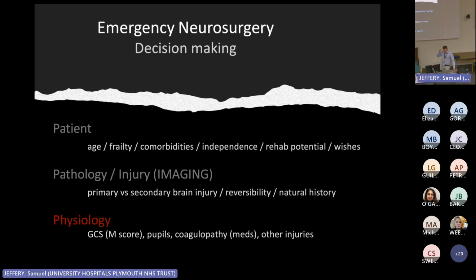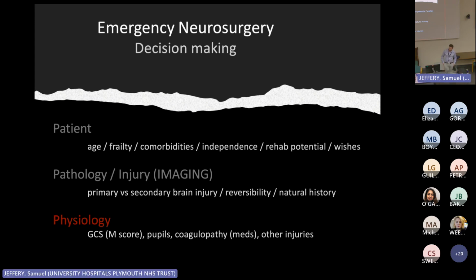Pupils, really important to know what the pupil's doing, particularly pre-intubation, because once you've got drugs on board, that may cloud the assessment. If you have a unilateral fixed and dilated pupil, it's potentially still salvageable. Bilateral fixed and dilated pupils, much less likely to be salvageable. And someone who's had bilateral fixed and dilated pupils for a long period of time, and by that I mean several hours, their likelihood of ever recovering is very small, and that's likely to sway the decision on whether or not they have an operation.